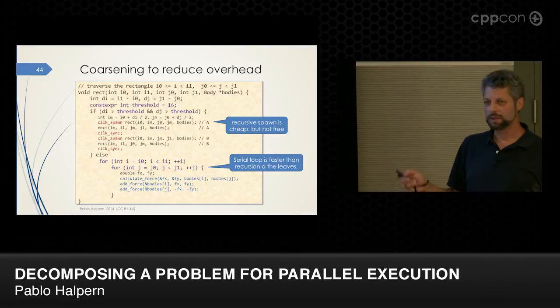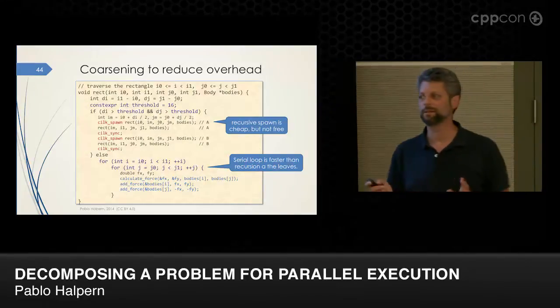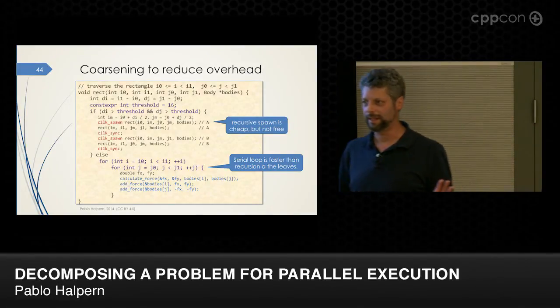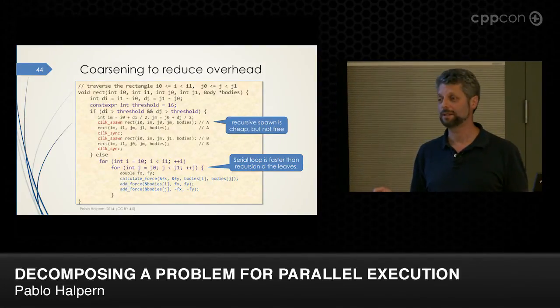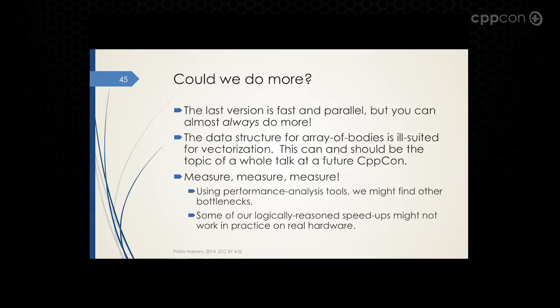So what we have here is coarsening, which is the final optimization that we're doing today on this code. This is quite fast. It is very parallel. It'll saturate your CPUs and use them very efficiently. Can we do better? Can we do more? Well, you can always do more, right?